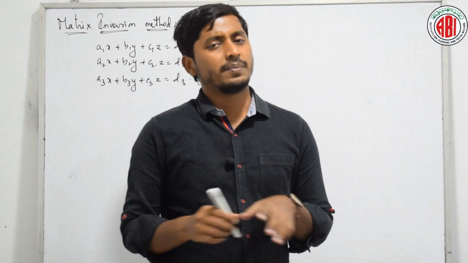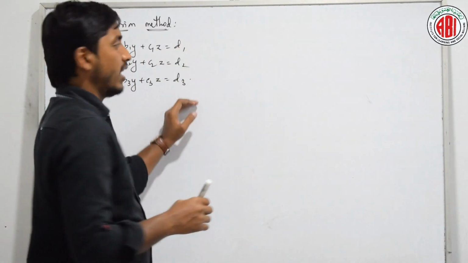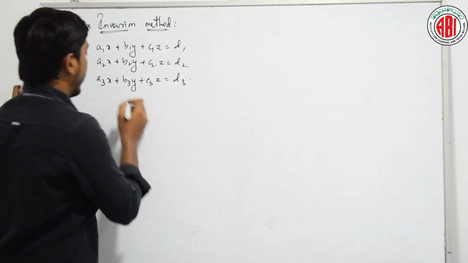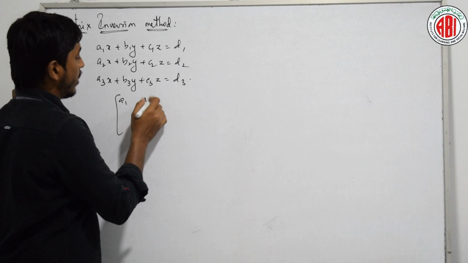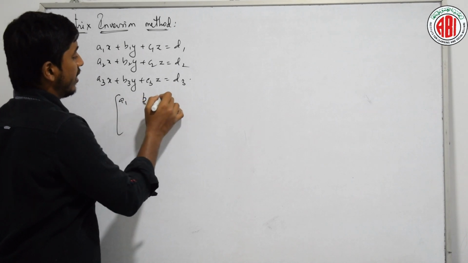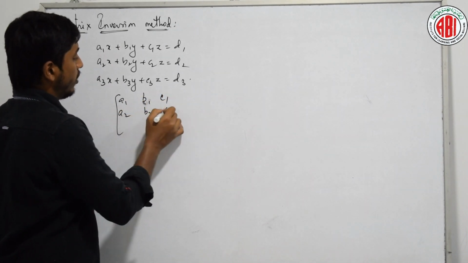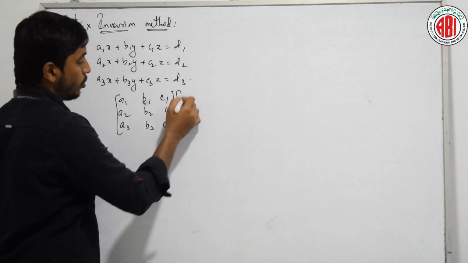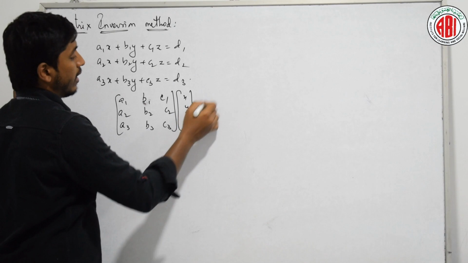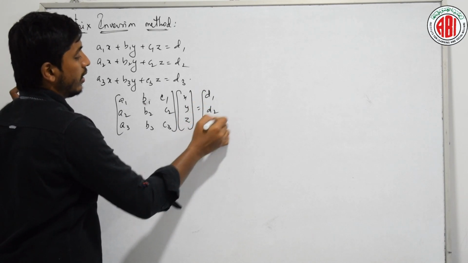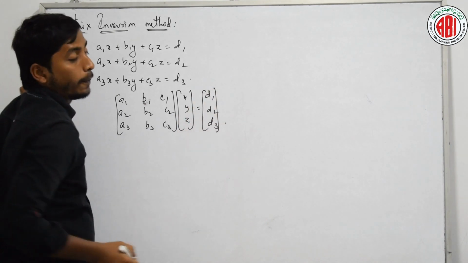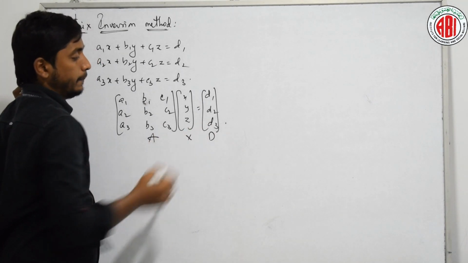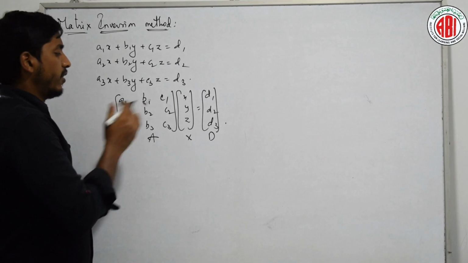The first step is as it is: they will give three equations, and we have to write them in matrix form. How do we write? All the coefficients together, a1, b1, c1, a2, b2, c2, a3, b3, c3, into x, y, z, equal to d1, d2, d3. This is A, X, D. We got three things.